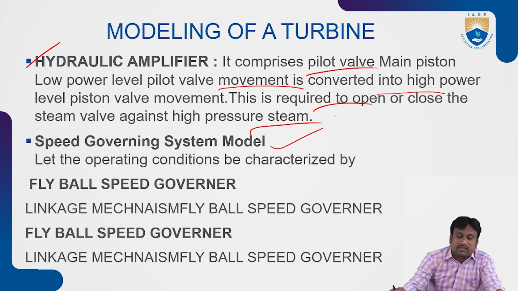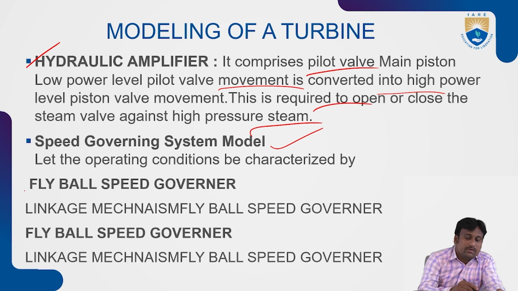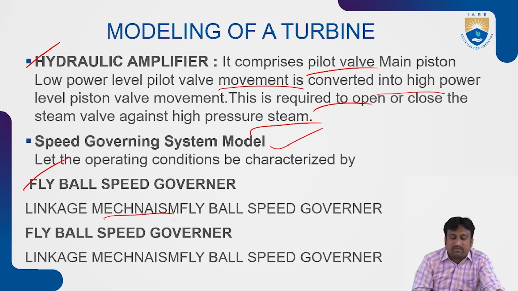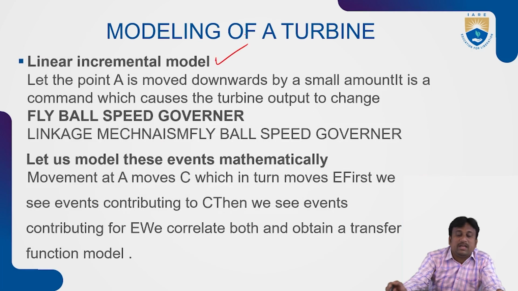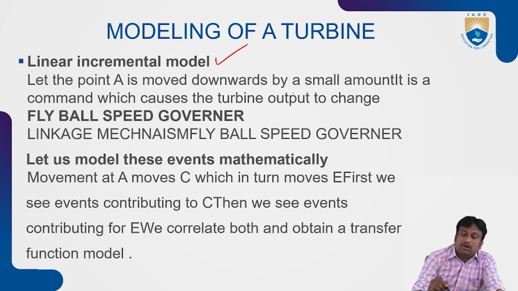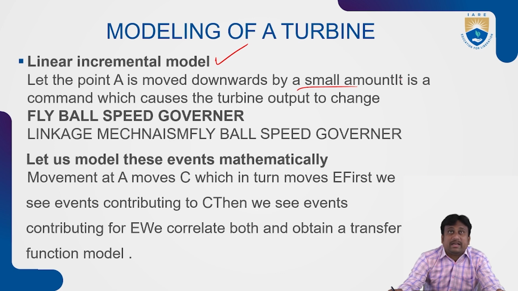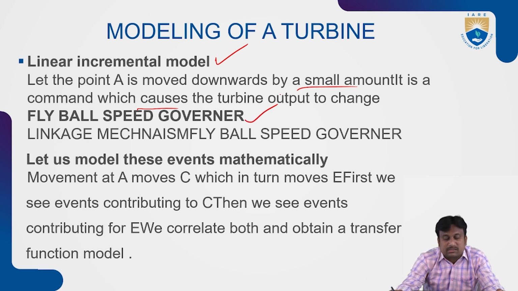Coming to the speed governing system model, let the operating conditions be characterized by some modules. One is the flyball speed governor, with its linkage mechanism, and this mechanism is considered with a linear incremental model. If the point A is moved downwards by a small amount, it is a command which causes the turbine output to change. Here the flyball speed governor is connected by the linkage mechanism.